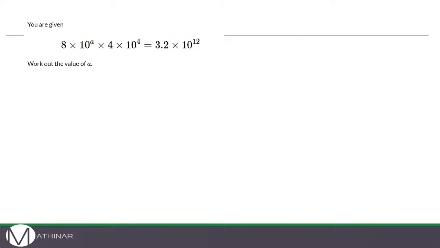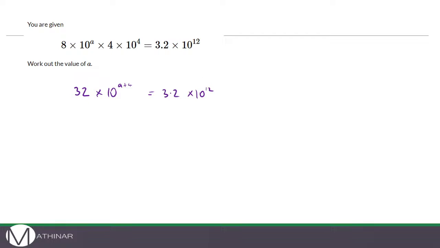Standard form. So work out the value of A. So A is the only unknown here. So let's start with the left hand side. 8 times 4 is 32, and then it's times 10 to the power of, we add the powers, A plus 4. And that's equal to 3.2 times 10 to the 12.